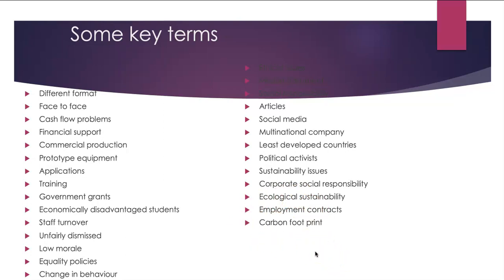You also need to look at the strategies and methods of production in terms of whatever they're doing. Is it ecologically sustainable? And they also looked at how to change the employment contracts and also carbon footprint. So these are just some key terms that you can use to get an idea of what the case is.